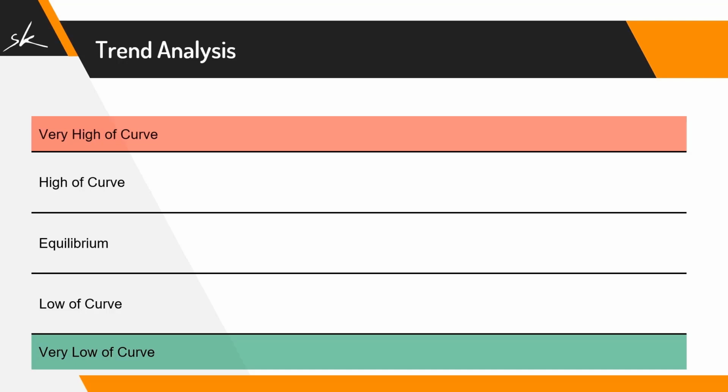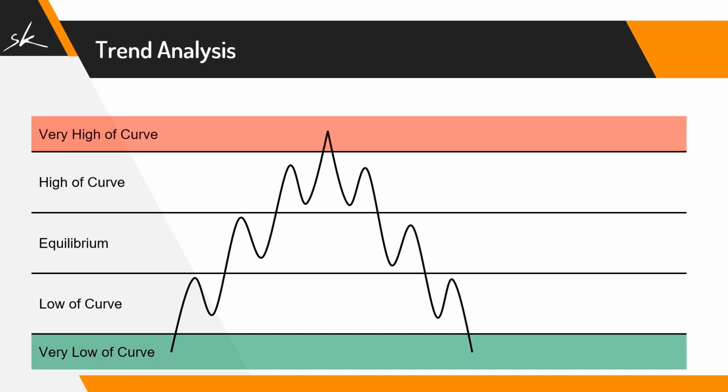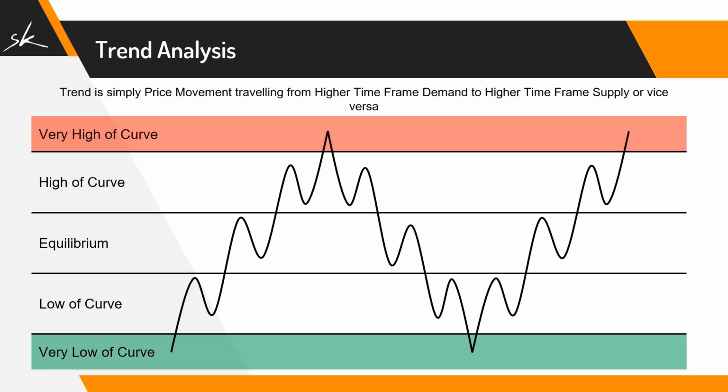Let's assume that prices are moving up. Once price reaches higher time frame supply, we are anticipating the prices to move down. Thus, the uptrend can get converted into a downtrend. Similarly, if the price was moving down, once price reaches the higher time frame demand, we are anticipating the prices to move up. Thus, the downtrend can get converted into an uptrend. This is why trend is simply price movement traveling from higher time frame demand to higher time frame supply or vice versa.